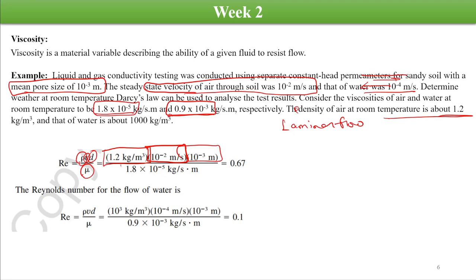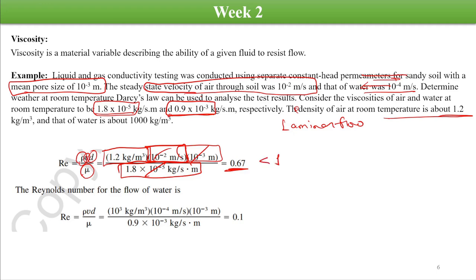Okay, so for air, we'll put 1.8 into 10 to the power minus 5. Right now, if we multiply these terms, then the 10 to the power minus 5 is here and 10 to the power minus 5 is here. They'll cancel out, leaving 1.2 upon 1.8. So if we solve it, that's going to be 0.67.